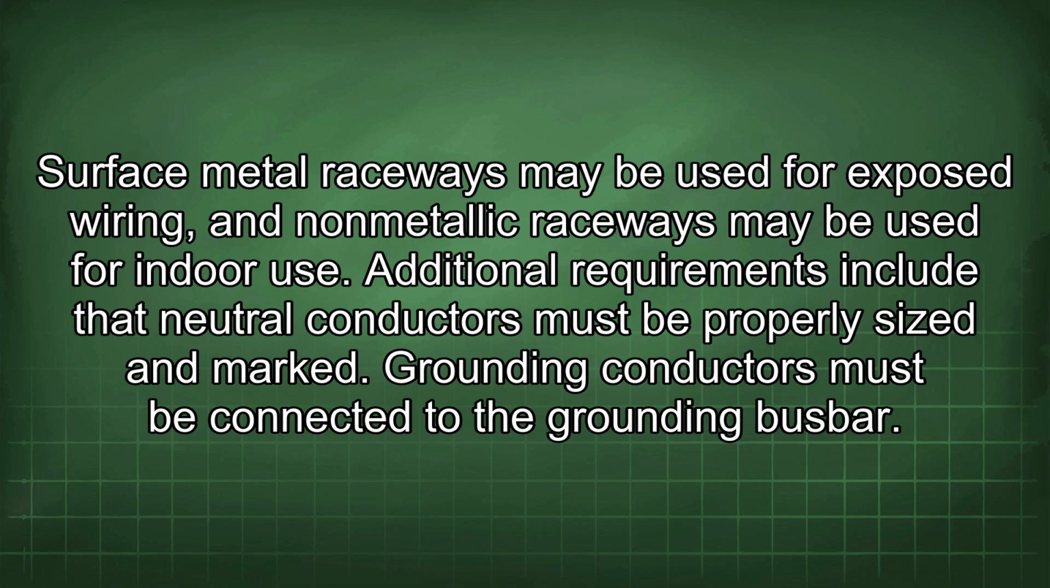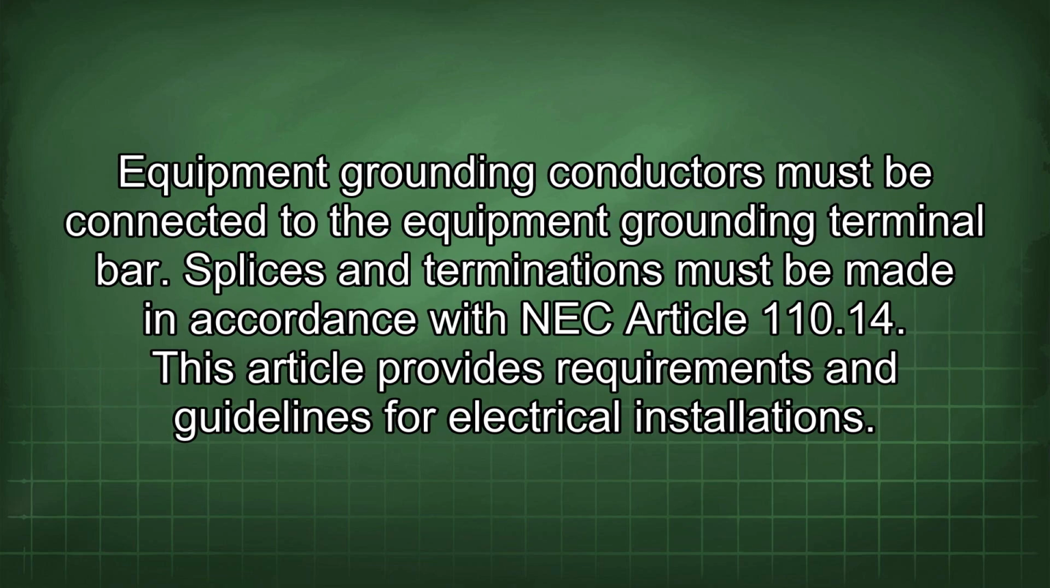Additional requirements include that neutral conductors must be properly sized and marked. Grounding conductors must be connected to the grounding busbar. Equipment grounding conductors must be connected to the equipment grounding terminal bar. Splices and terminations must be made in accordance with NEC Article 110.14. This article provides requirements and guidelines for electrical installations.